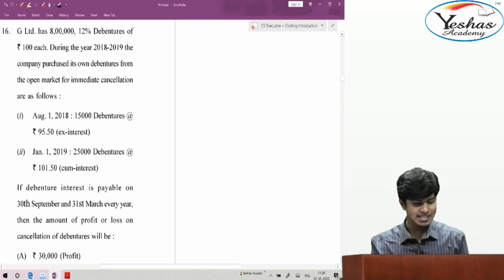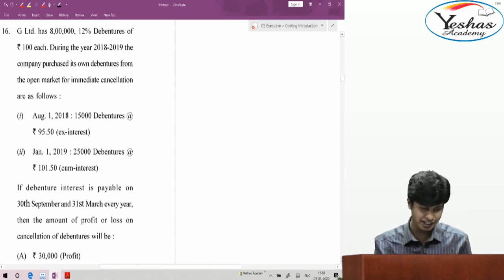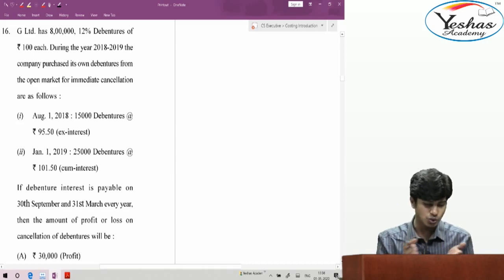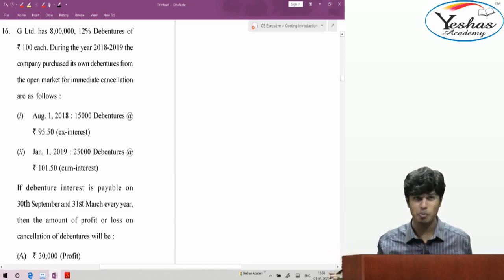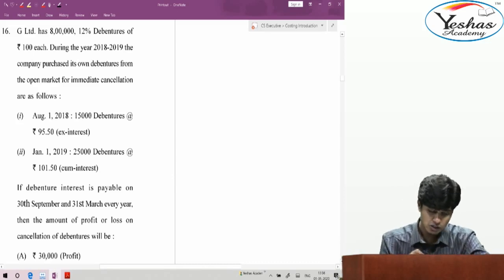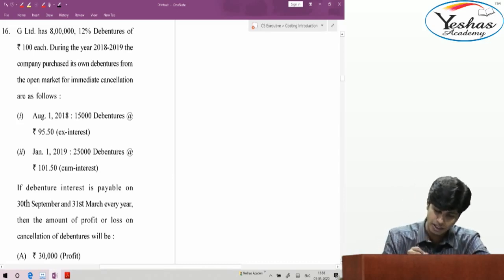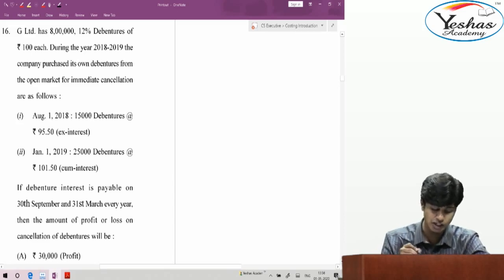G Limited has 8.12% debentures of 100 each. Okay. So 2018-19, the company is purchasing its own debentures from the open market. We know this. When we read last time, we understood what is happening. So there are two purchases. First one is on 1st of August 2018. What is happening on 1st of August 2018? 15,000 debentures. Very good. At what rate? At 95.50 ex-interest price.